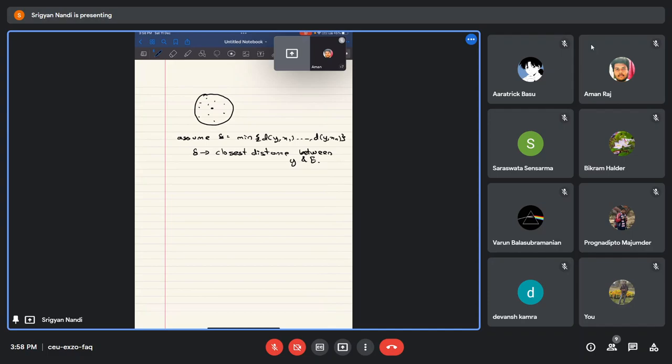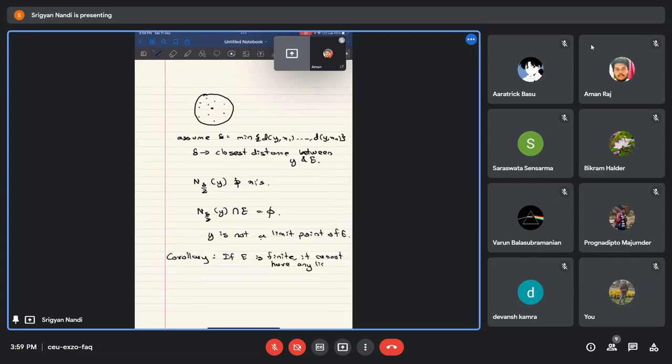So once you have this, we can just consider the delta by 2 ball centered around y, which will not contain any of the xi's. And hence, it has empty intersection with E. So N_(delta/2)(y)'s intersection with E will be empty, which means y is not a limit point of E. And as a trivial corollary, a finite set has no limit points. If E is finite, it cannot have any limit point.